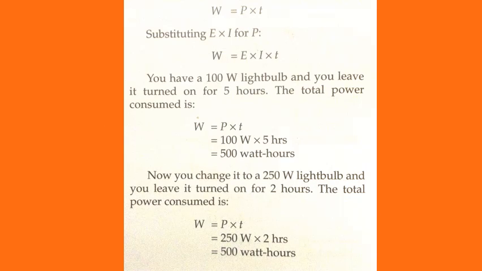Energy and work are almost the same thing. The work done equals the change in energy. Work, or W, is a certain amount of power, or P, applied or consumed for a certain period of time, or T, small t, where W equals P times T. Substituting E times I for P, W equals E times I times T.